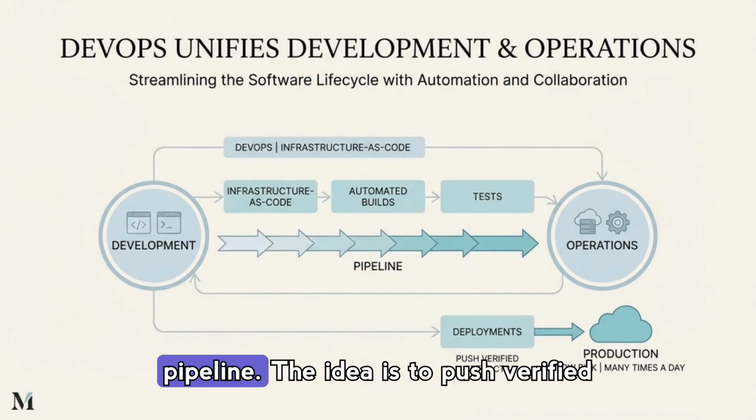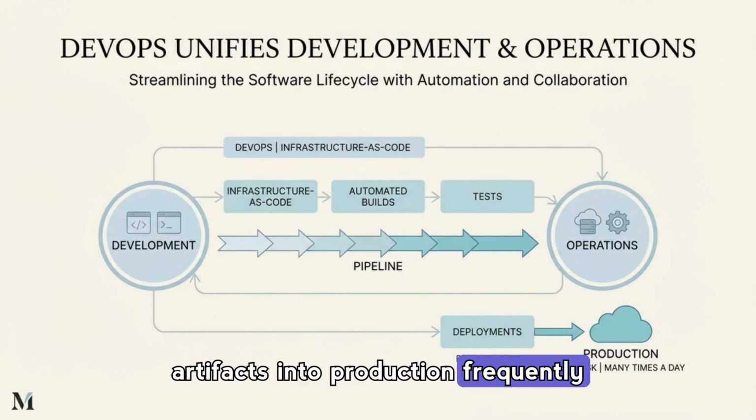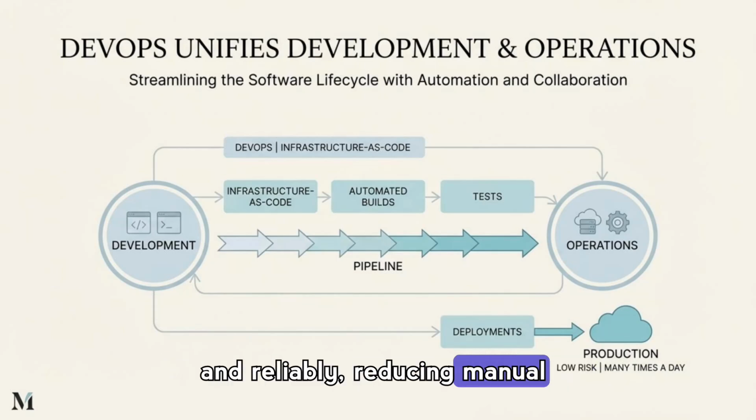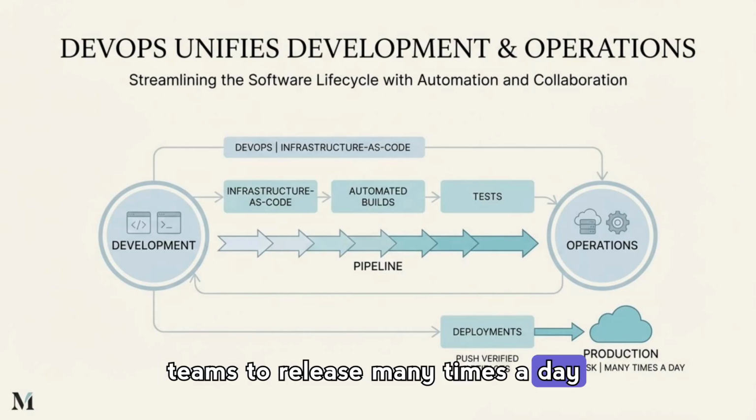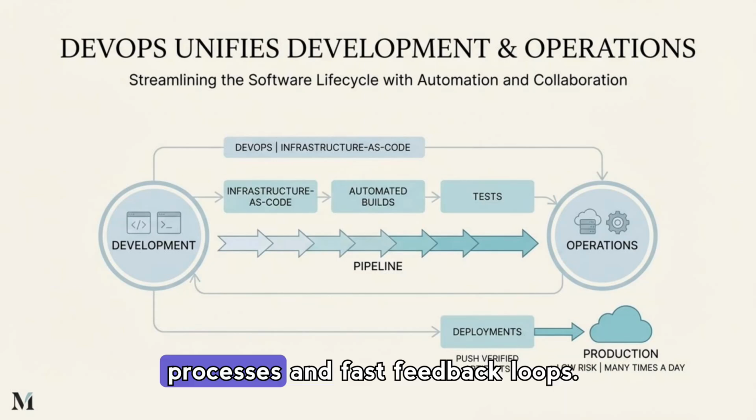DevOps unifies development and operations by streamlining the lifecycle with automation, infrastructure as code, automated builds, tests, and a deployment pipeline. The idea is to push verified artifacts into production frequently and reliably, reducing manual handoffs and risk, while enabling teams to release many times a day with consistent, repeatable processes and fast feedback loops.